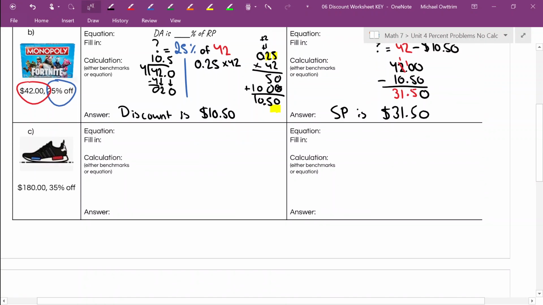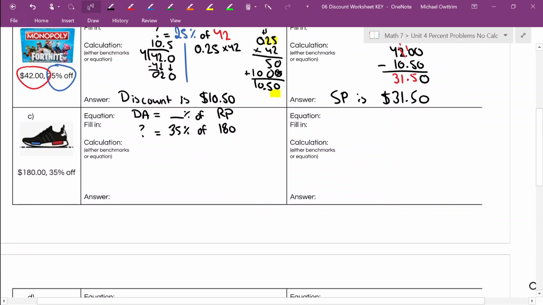In question C, we're going to use our format that our discount amount is equal to some percent of the regular price. In this case, we're looking for a discount amount, and our percent is 35% of 180, which is the regular price. If we use our benchmarks, probably the easiest percents we can use are 25% and 10%. Adding those together will give us 35%. Then we want to think of their worth for the number 180.